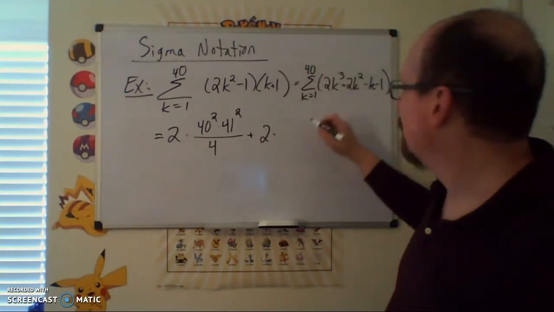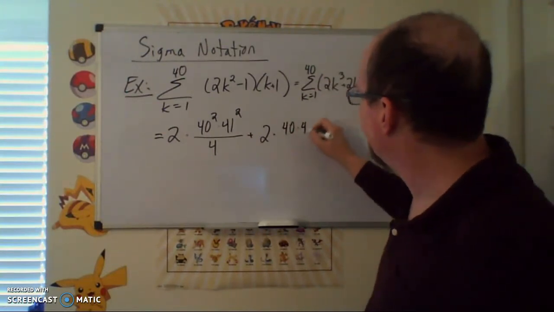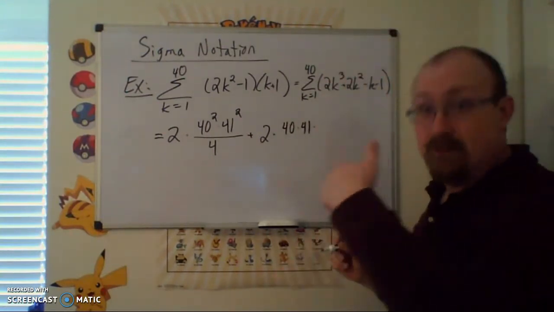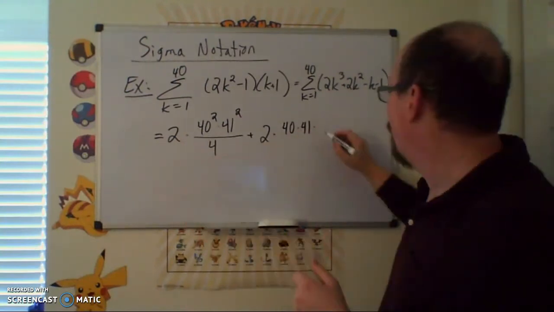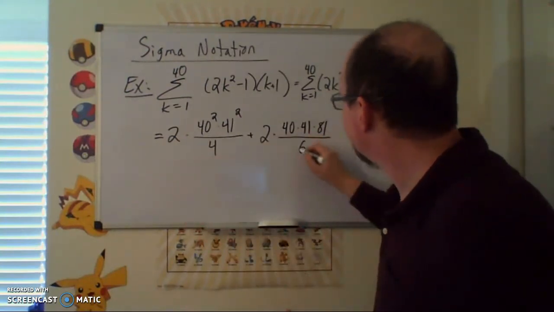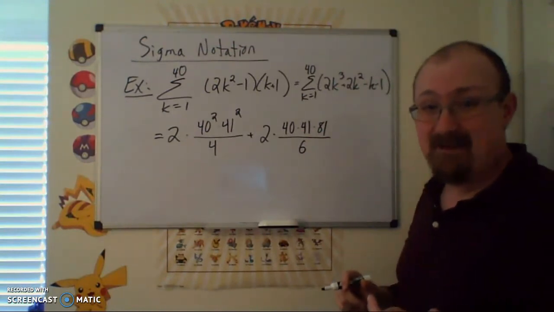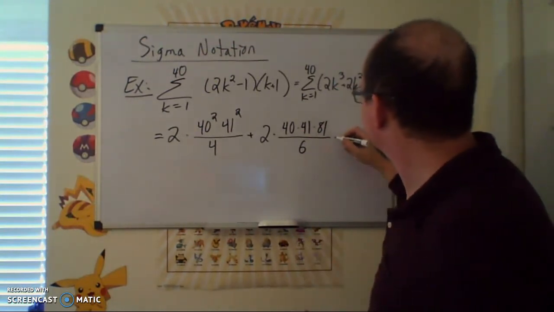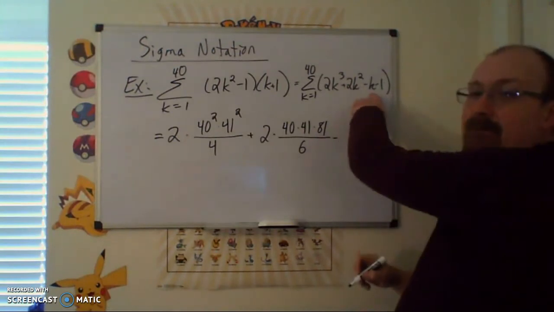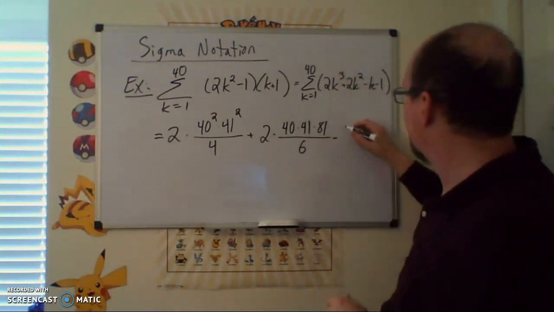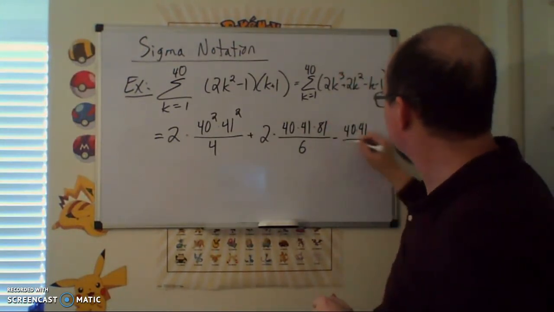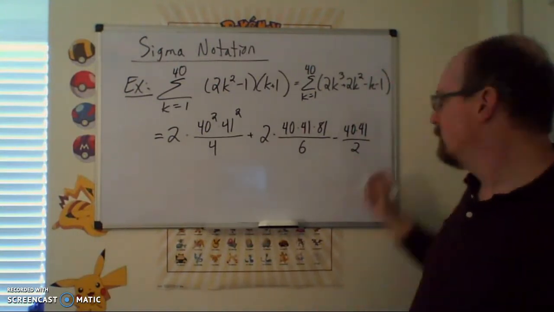So for an n value of 40, that gives me 40 times 41. 2 times 40 is 80. Then we add the 1. We get an 81 up there. And the whole thing is divided by 6. So the k formula we've already used. So we have 40 times 41 divided by 2.